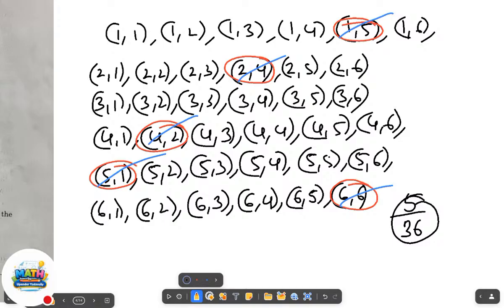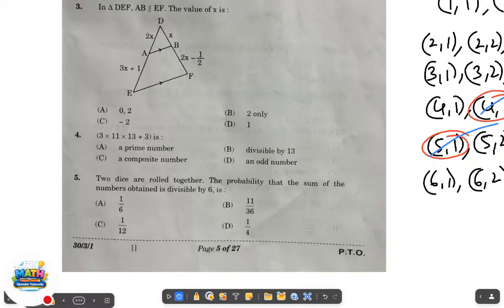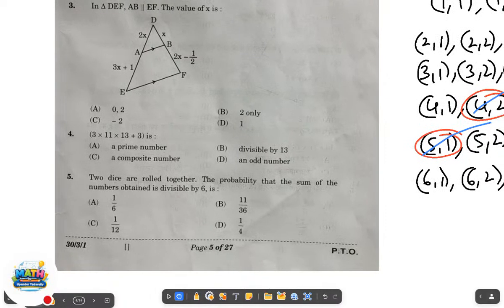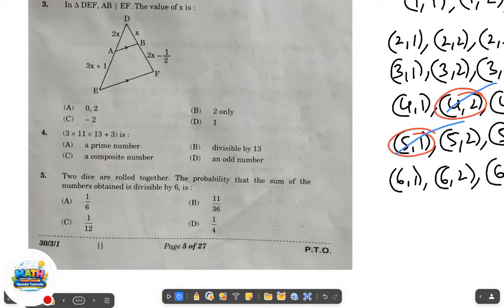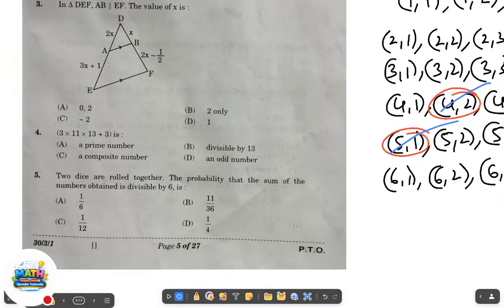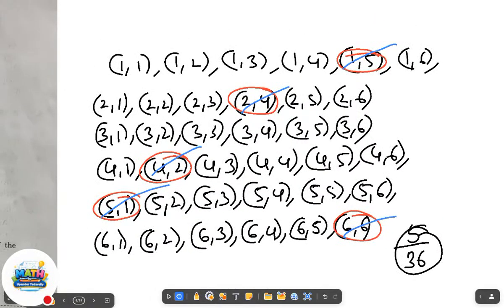Okay, let's check for the answers. Options: 5 by 36, do we have this one? The probability that the sum of the numbers obtained is divisible by 6. We don't have 5 by 36. Sorry, we forgot 3 comma 3. So the total is 6, not 5. So there are a total of 6 favorable outcomes.